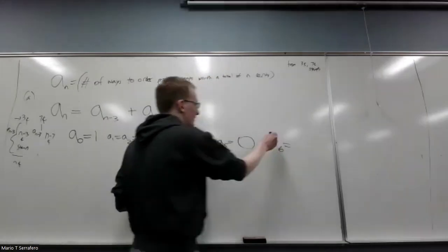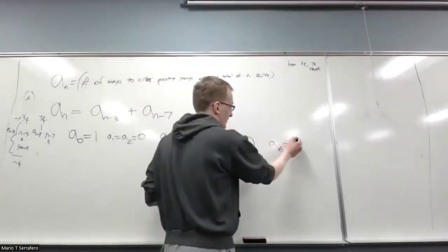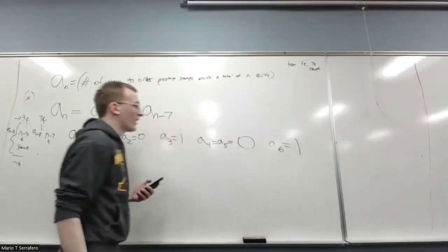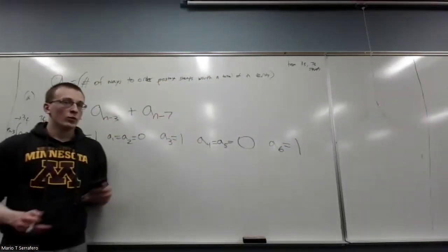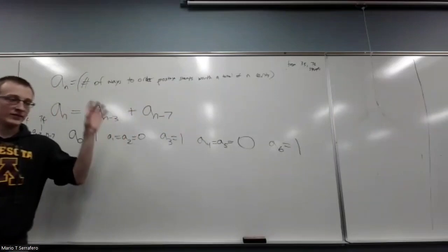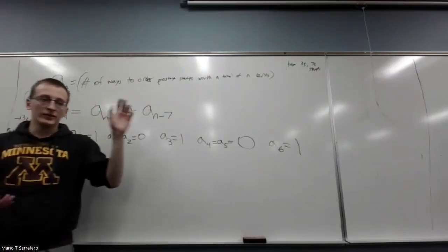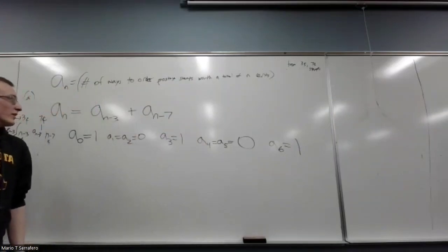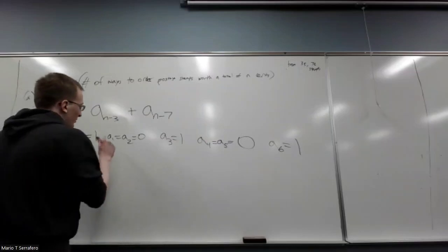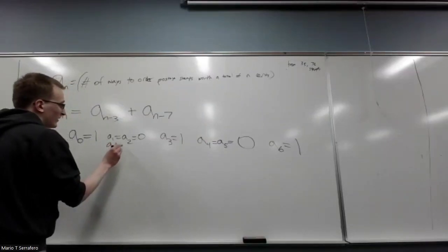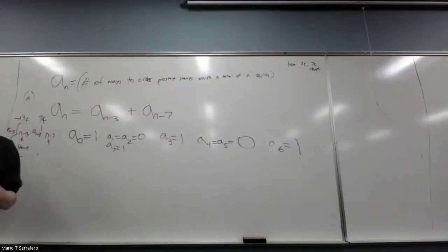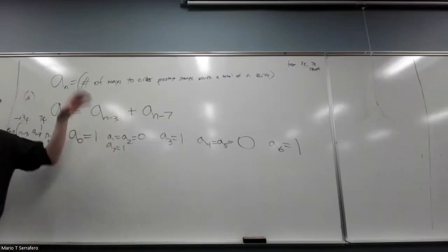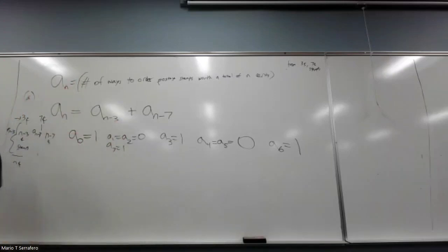Similarly, a sub 6, we can't use a 7 cent stamp, but we can use two 3 cent stamps. So there's one way to make 6 cents, which is to put two 3-cent stamps. And then a sub 7, we can explicitly confirm that this is 1, because you have to use a 7-cent stamp. You can't make 7 out of 3s.